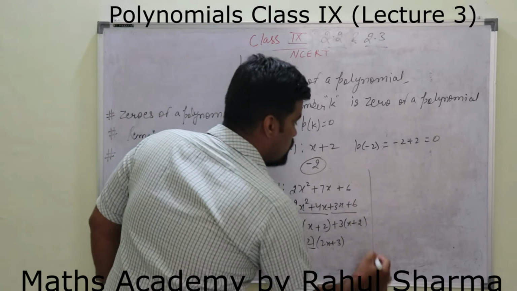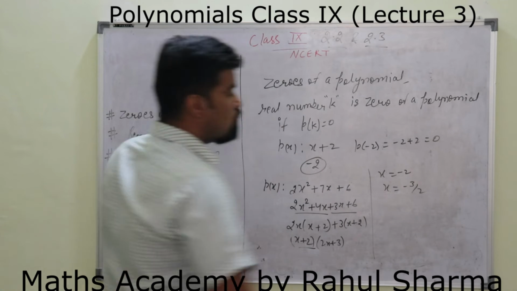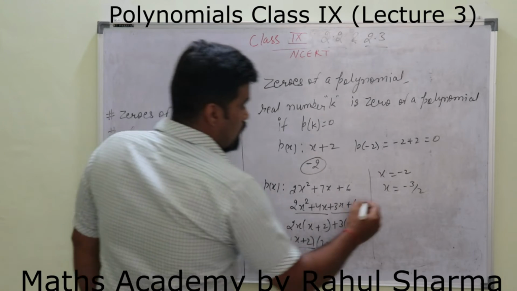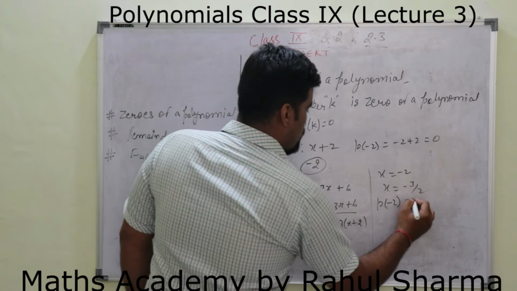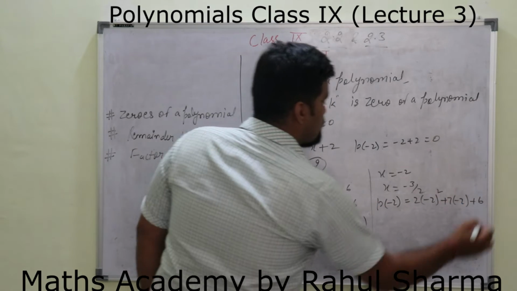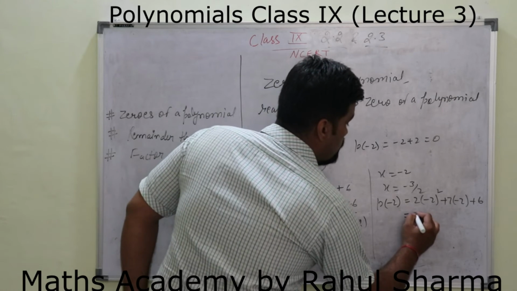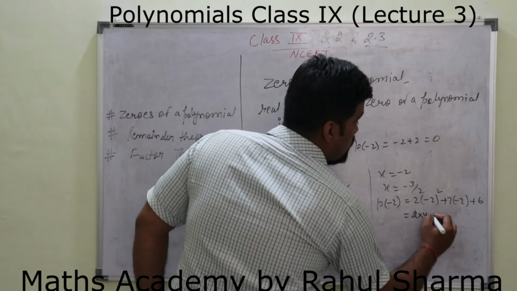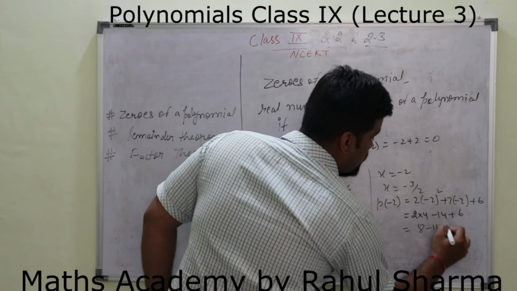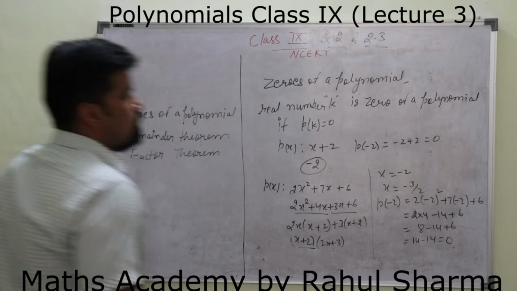So x is equal to minus 2 and x is equal to minus 3 by 2. Suppose these two values came, and on these two values I am finding the value of this polynomial. So p at minus 2 is equal to 2 into minus 2 to the square plus 7 into minus 2 plus 6. Right? When I solve this, it will become 2 into 4 minus 14 plus 6. So it will become 8 minus 14 plus 6. So 8 plus 6 is 14, minus 14. So it will become 0.